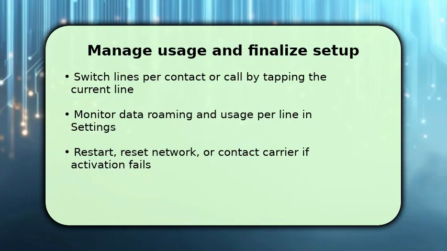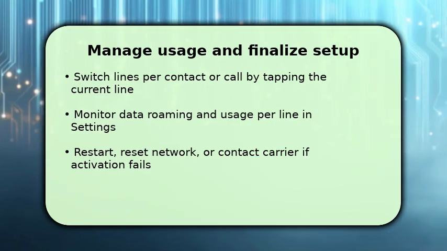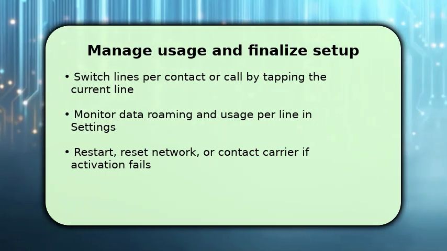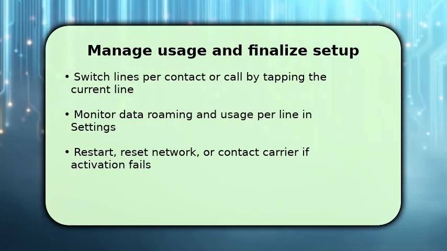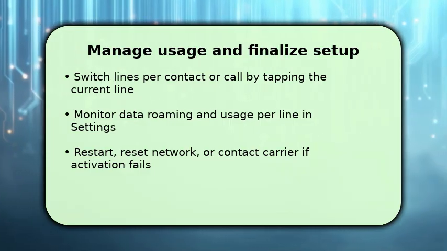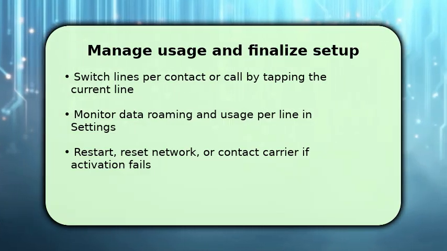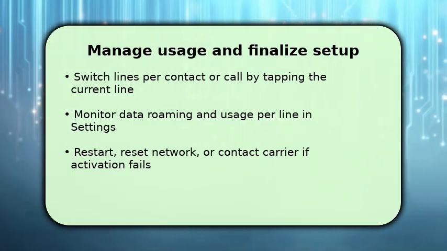Finalize by testing. Place a call and choose the outgoing line, then send a message to confirm both lines work. In Settings, Cellular, monitor per-line data usage and control roaming to avoid unexpected charges. If a line won't activate, restart the iPhone first. If that fails, reset network settings or contact the carrier with the eSIM activation code.